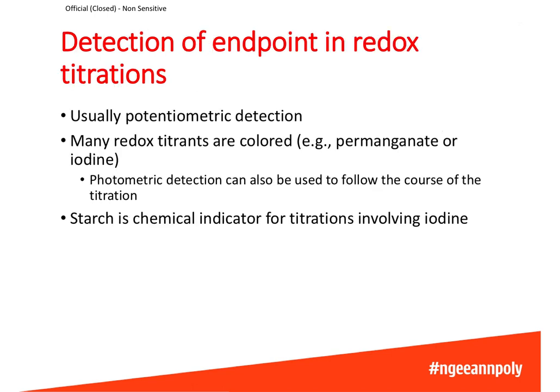The endpoint in redox titrations can be determined by potentiometric detection. Many redox titrants are also colored, for example, permanganate or iodine, and therefore the endpoint can also be detected visually. Besides visual detection, a photometric detection can also be used to follow the course of the titration, and this will allow for automatic titrations. For titrations involving iodine, then starch can be used as a chemical indicator to provide that visual color change.